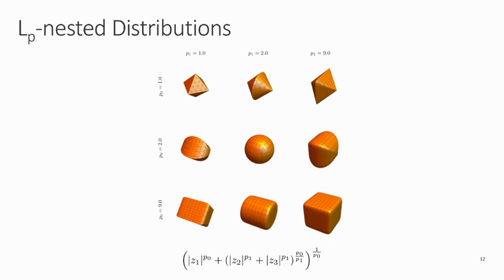We can also combine different exponents for different dimensions. For example, we can model a Gaussian dependency between two dimensions by taking an exponent of P1 equals 2 and a Laplace distribution towards the remaining component by setting the exponent P0 equals 1. The resulting shape is depicted in the first row in the middle.